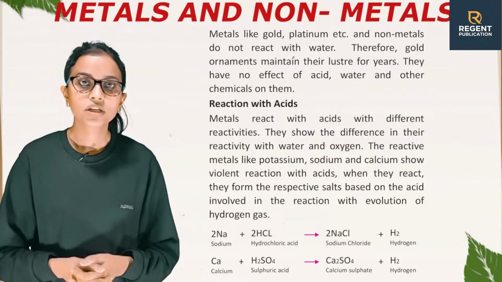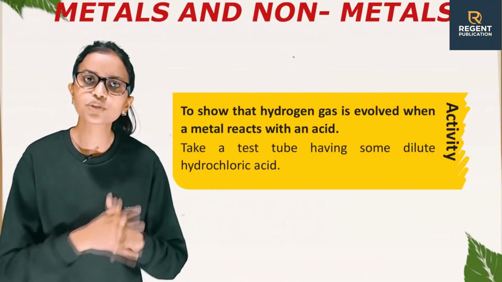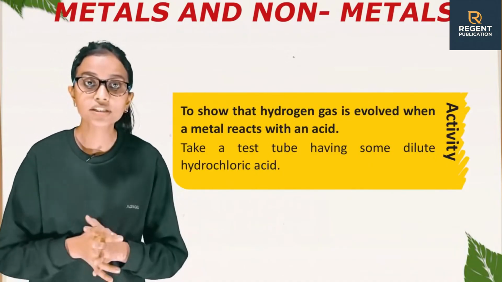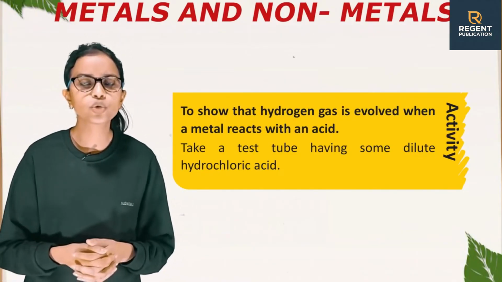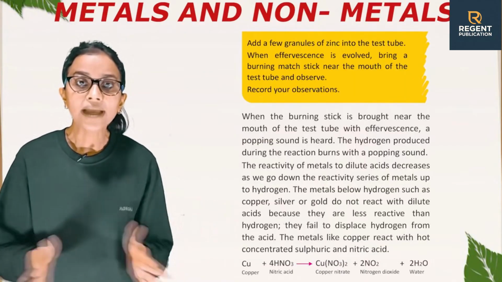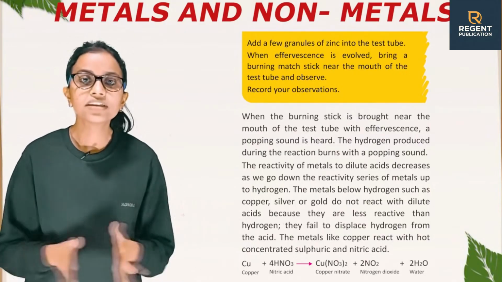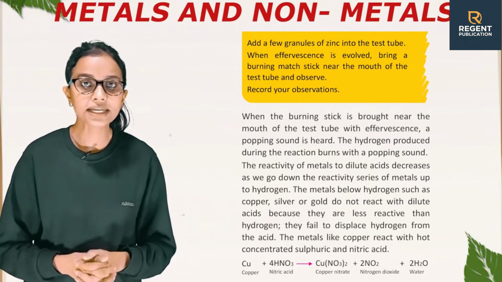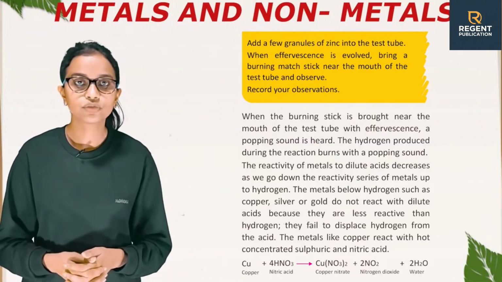Now there is another activity to show that hydrogen gas is evolved when a metal reacts with an acid. For this, you have to take a test tube having some dilute hydrochloric acid. Add a few granules of zinc into the test tube. When effervescence is evolved, bring a burning matchstick near the mouth of the test tube and observe.